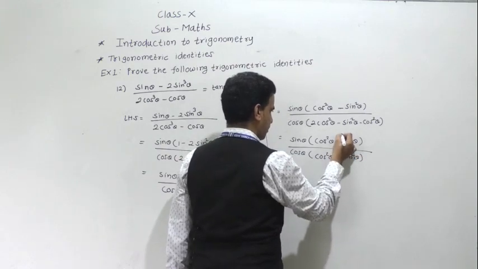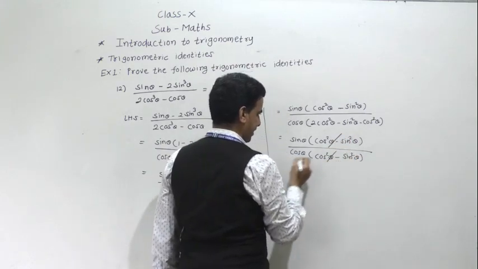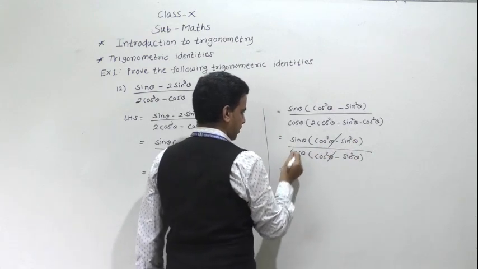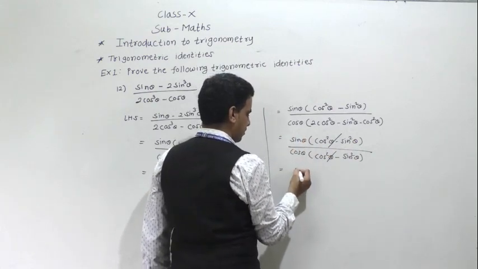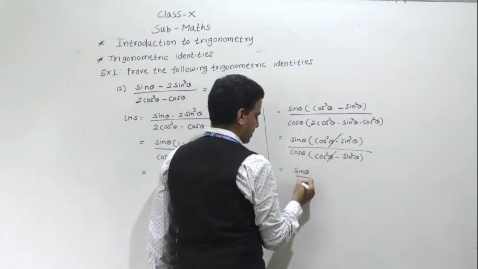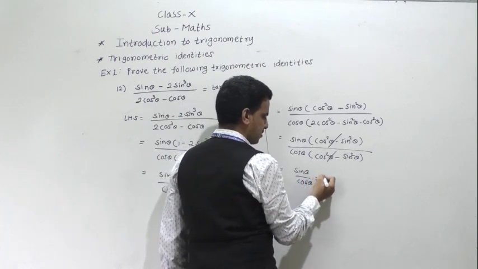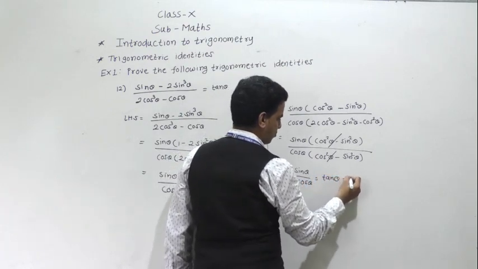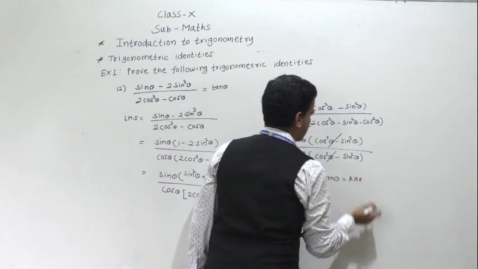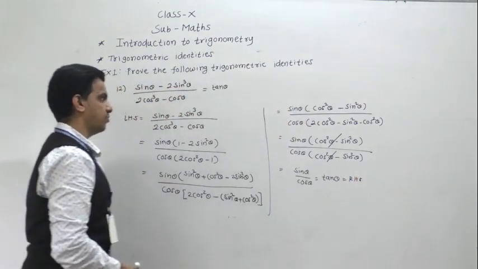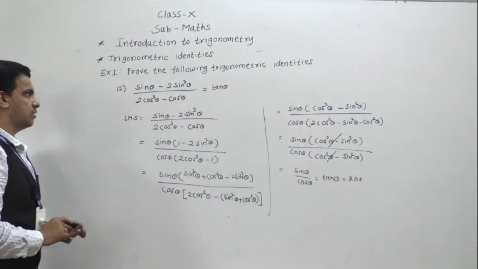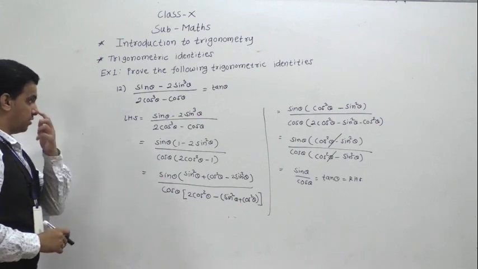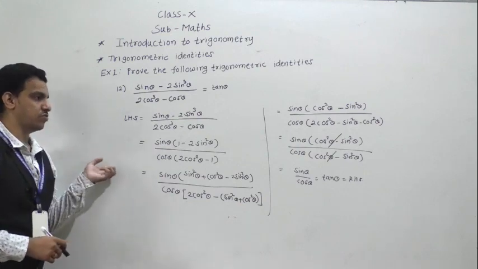Now if we cancel this bracket, the whole bracket we have to cancel. What remains? Sin theta by cos theta, which is tan theta, so it is equal to RHS. Okay, now we will take more examples in the next video.